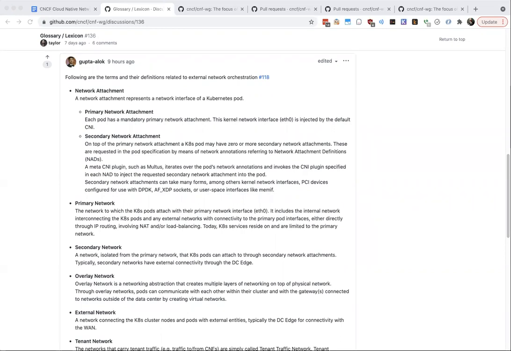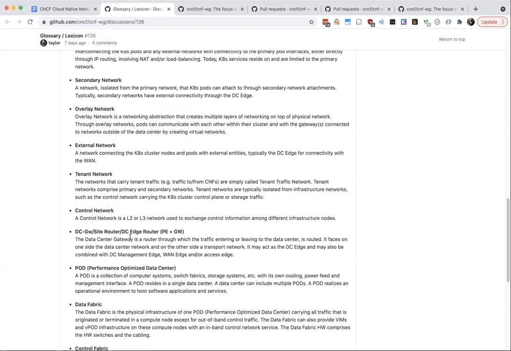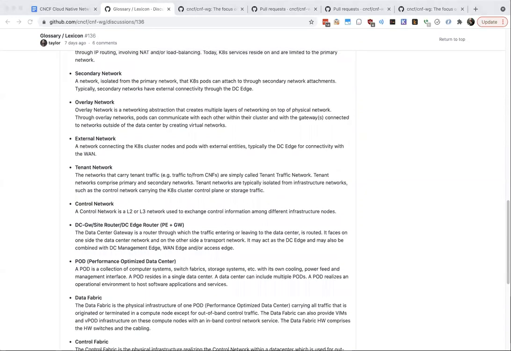I'm with you, because if you scroll down a little bit, there's something called control network. It's always in my mind a control plane, right? And we have data planes, and data planes can be subdivided.